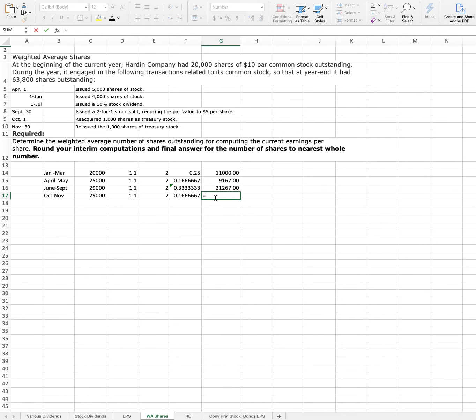So in this formula, we'll still use the round, open parentheses. We're going to need a couple parentheses here, I think 3. So we'll do our 29,000 times the 1.1 times the 2, close parentheses. Then, now that we've done that math, we want to subtract the 1,000 that we've reacquired, and then we can close parentheses and multiply it by our portion of the year, and then our 0 digits, and we get 10,467.